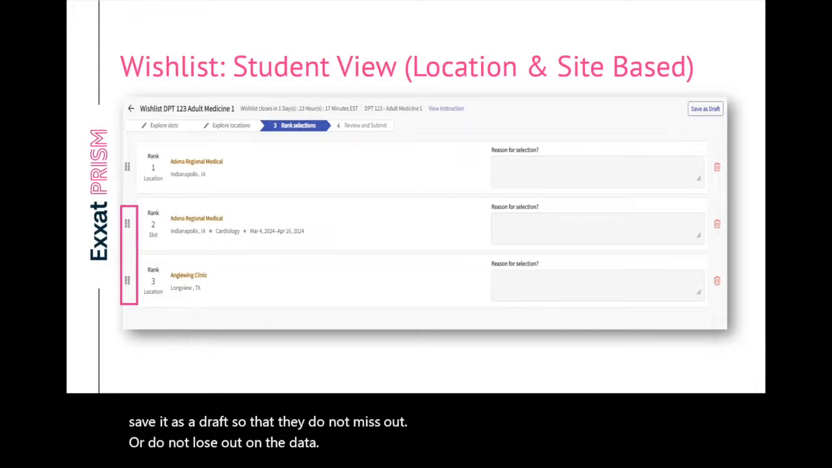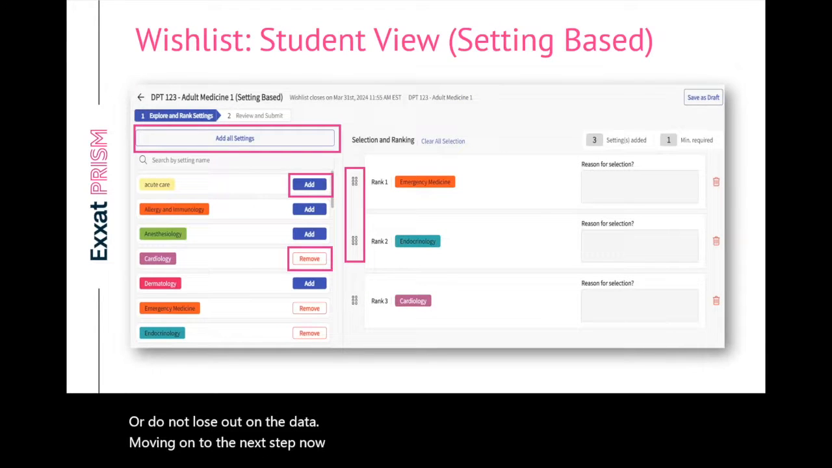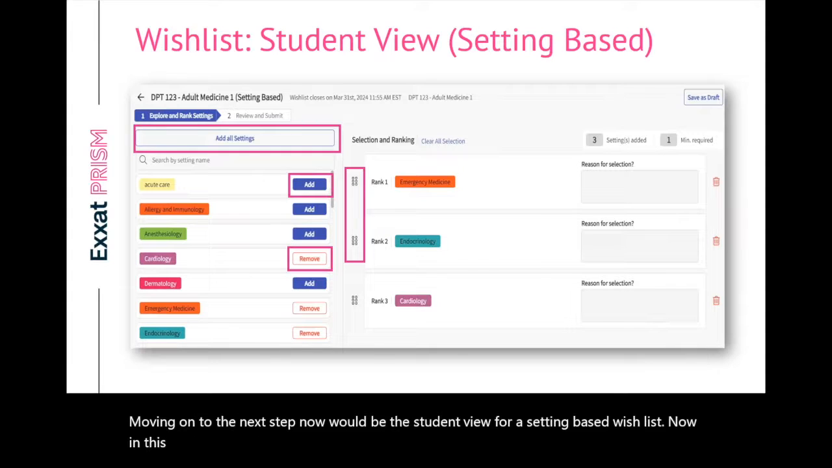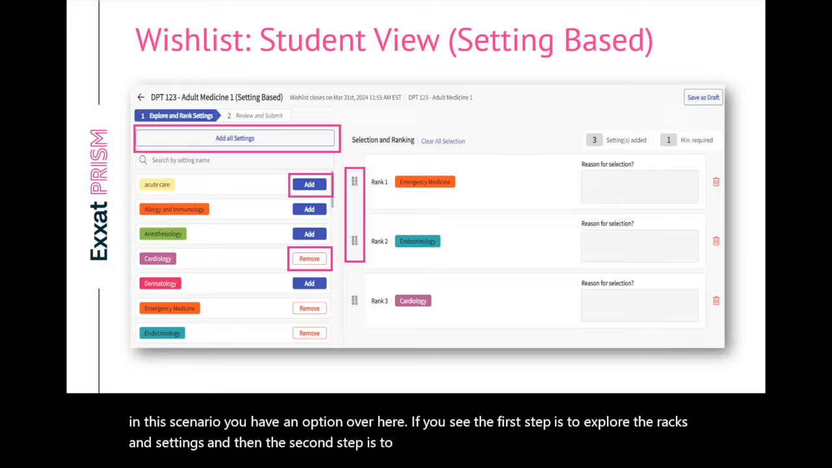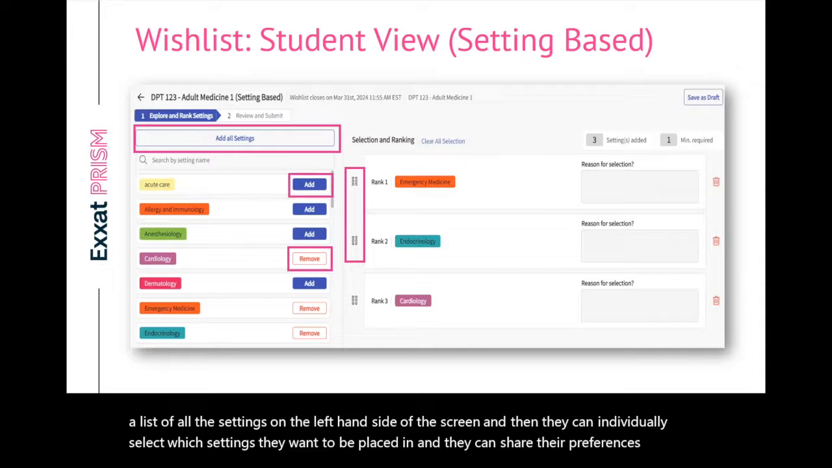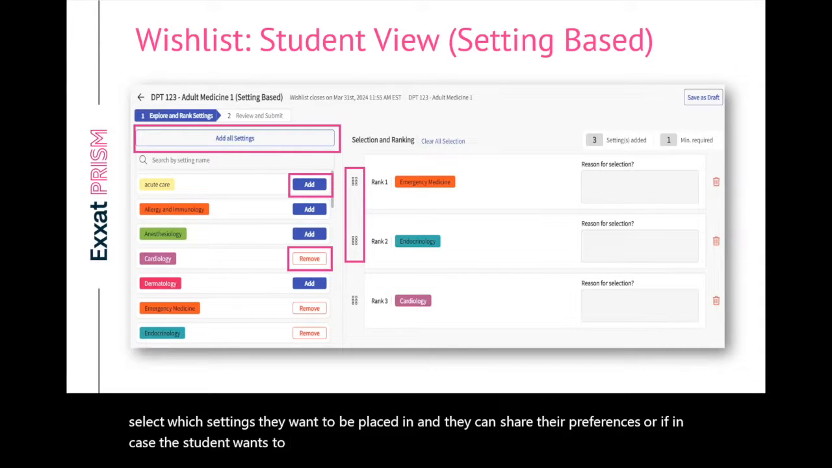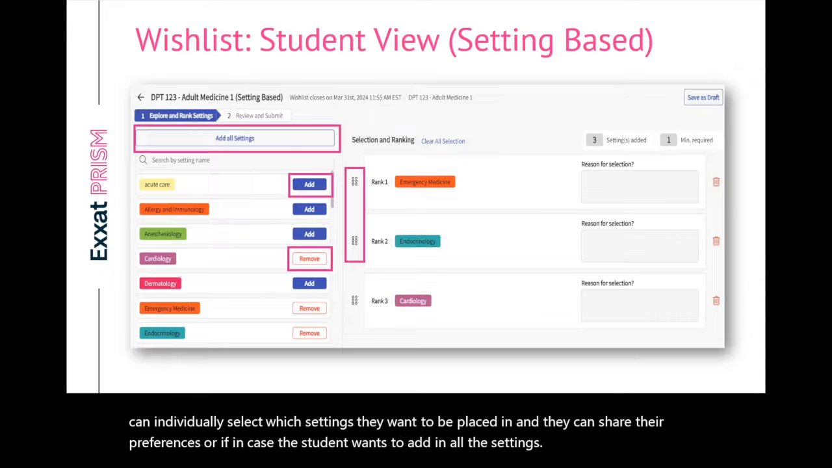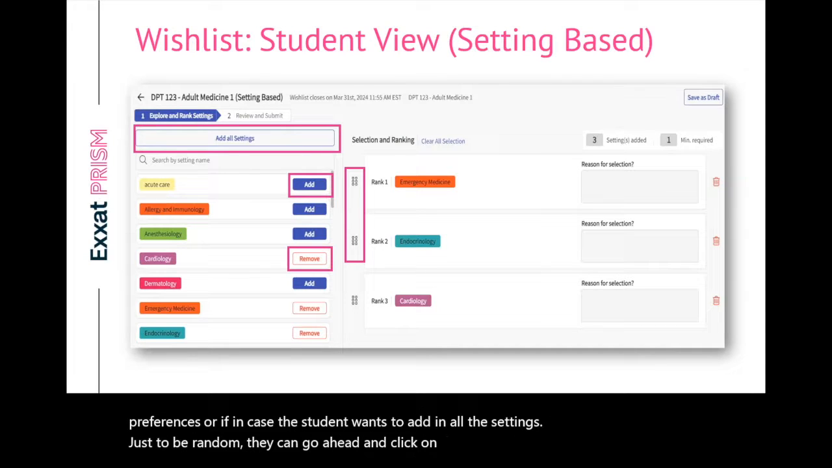Moving on to the next step now would be the student view for a setting-based wish list. Now, in this scenario, you have an option over here. If you see, the first step is to explore the ranks and settings, and then the second step is to review and submit. The student will be able to see a list of all the settings on the left-hand side of the screen, and then they can individually select which settings they want to be placed in, and they can share their preferences. Or if the student wants to add in all the settings just to be random, they can go ahead and click on that button that says add all settings.